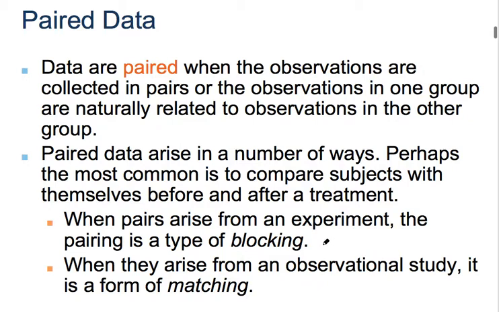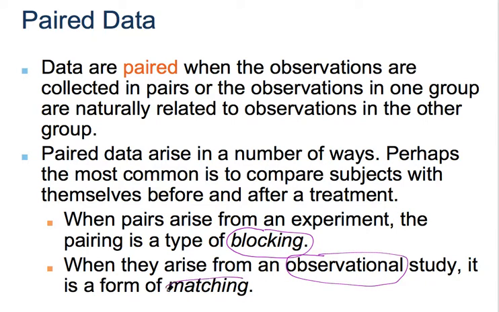So you're not looking at one whole group versus the other whole group. You're looking at people who are matched with somebody else, or people who are matched by themselves with a before and an after. So when pairs arise from experiment, it's called blocking. So blocking should be a word that you have in your vocabulary list. And when they arise from observational studies, it's called matching.